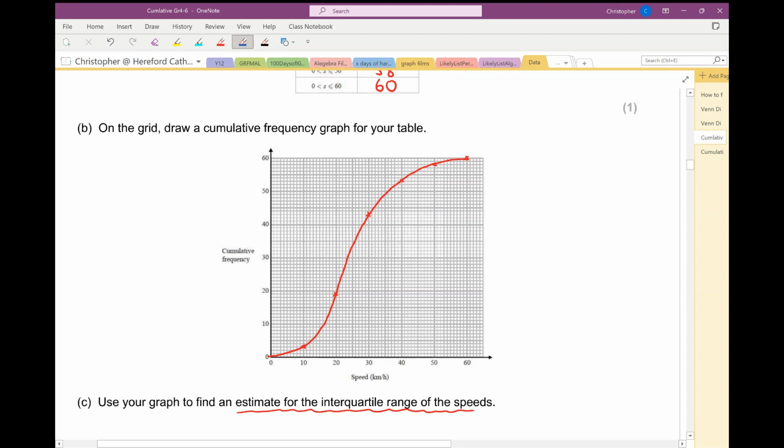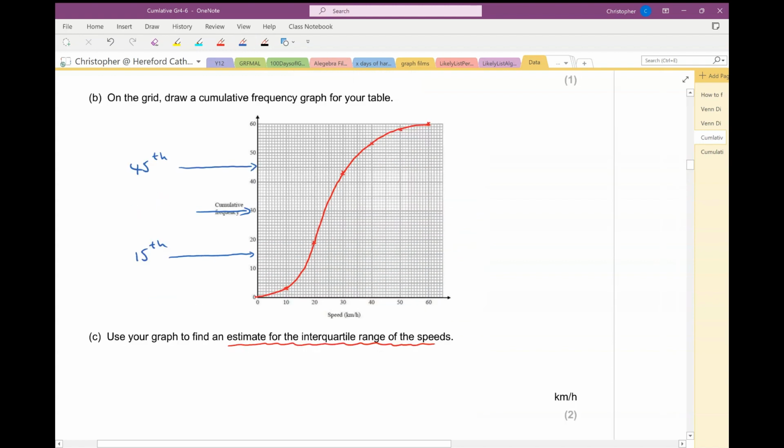Right, now I've got 60 bikes in all. Now the 30th one, that would be the median. I'm not interested in that because I'm asked for the interquartile range. So I'm going to want to know the speed of the 45th bike, and I'll also want to know the speed of the 15th bike. Then I'm going to find the difference between those two.